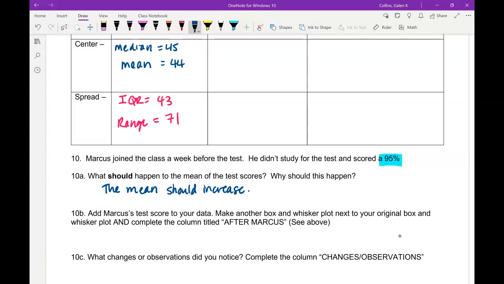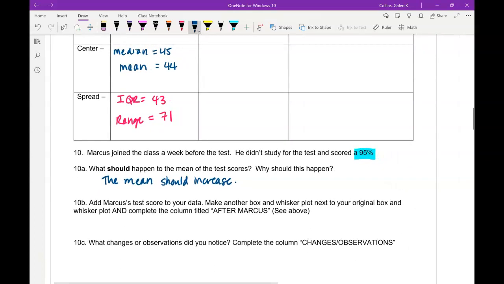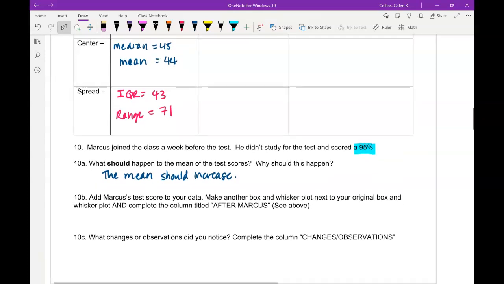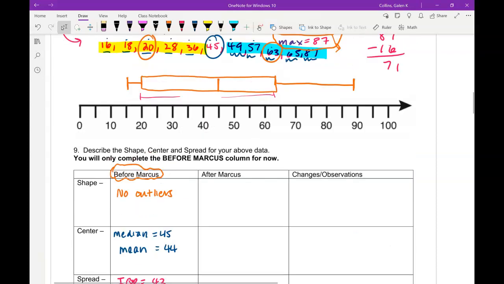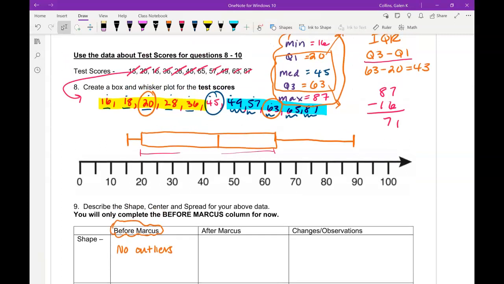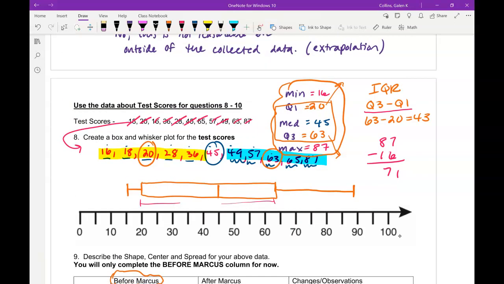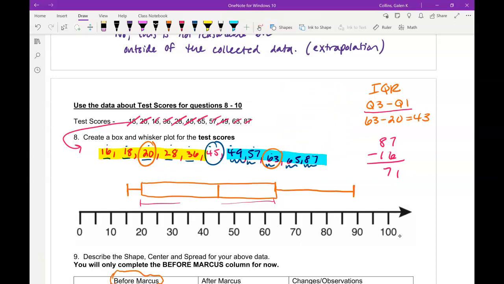So now we're asked to add his test score to our data and make another box plot next to our original. I didn't leave a lot of time for that, or a lot of room for that. And we're going to fill out the after Marcus column. So if we just go back to our original data, I'm going to delete my 5-number summary over here because it's going to change. But what I'm not going to do is delete all the data here.